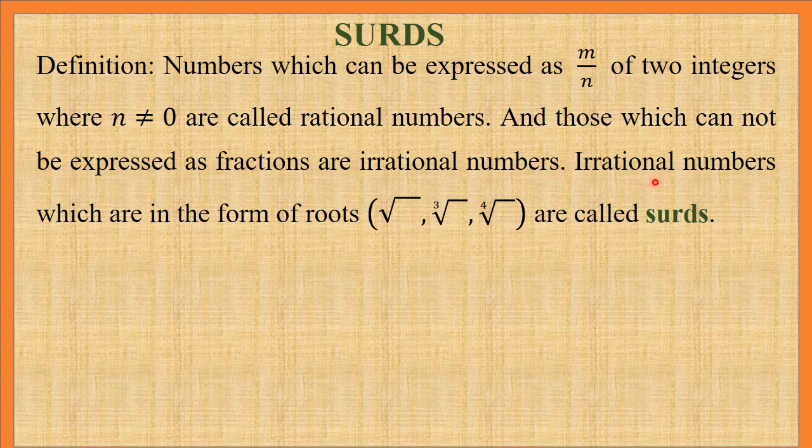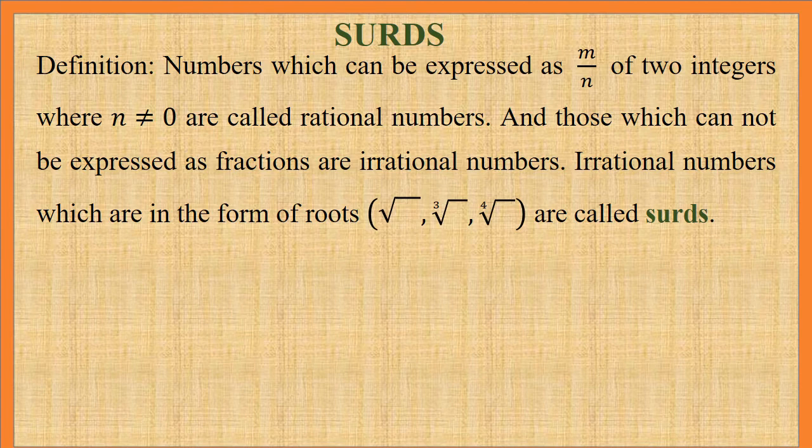When irrational numbers now involve roots, we call them surds. The roots can be square root, cube root, or fourth root. To simply put, we can say that if a positive number is not a perfect square, then its square root is a surd.